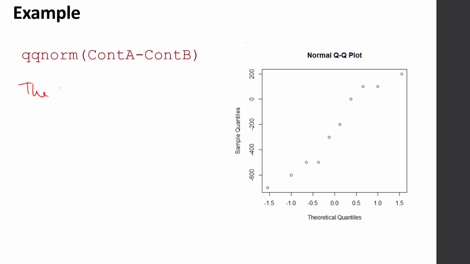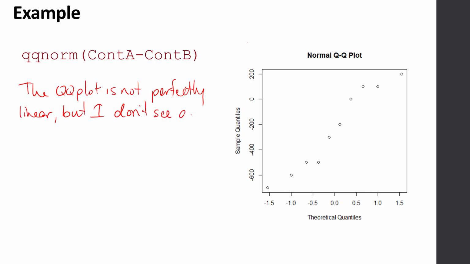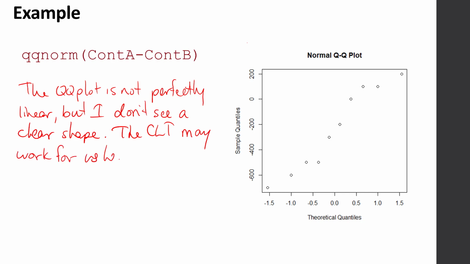So the QQ plot is not perfectly linear, but I don't see a clear shape. The CLT, the central limit theorem, may work for us here and get us the assumption that the sample mean has a normal distribution.